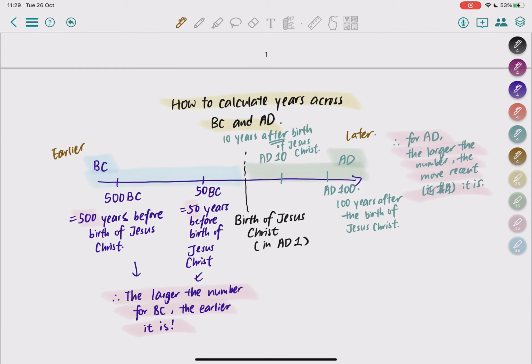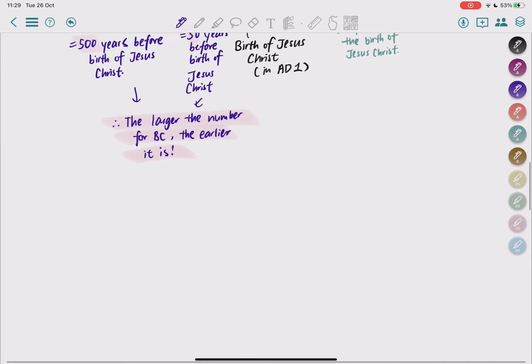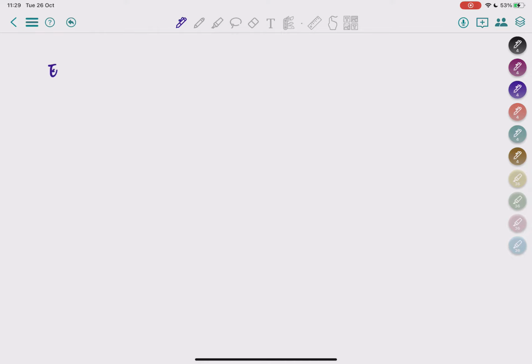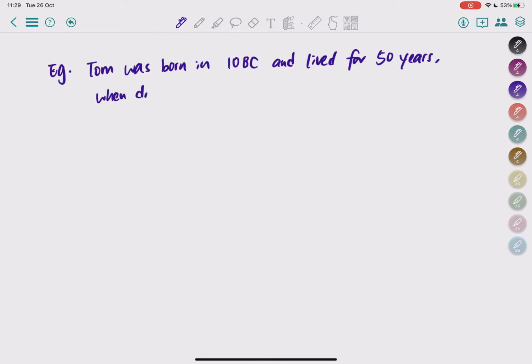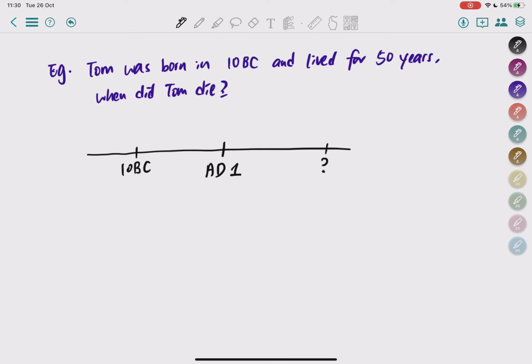So basically, we need to be clear about the concept of BC and AD first. Then, the typical question you will see in your form test or exam will ask you to find the year. For example, when Tom died, given when he was born and how long he lived. For this type of question, I usually recommend drawing a timeline with AD 1 in the center because it is the birth of Jesus Christ, and then marking down the year the person was born.